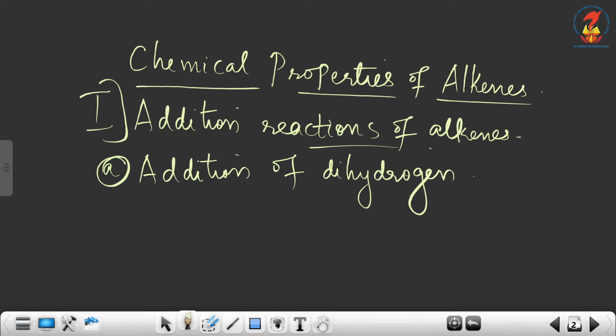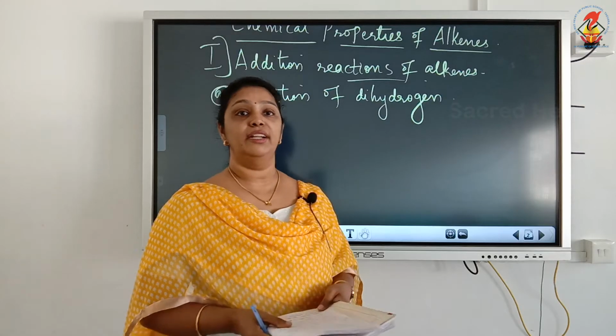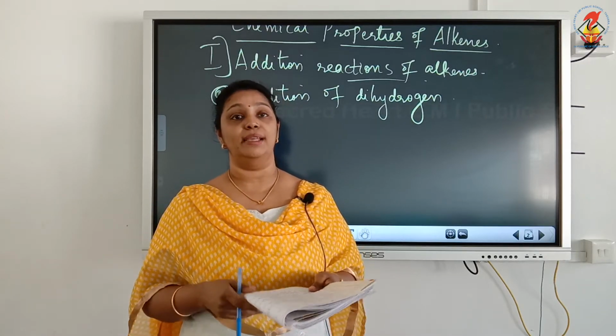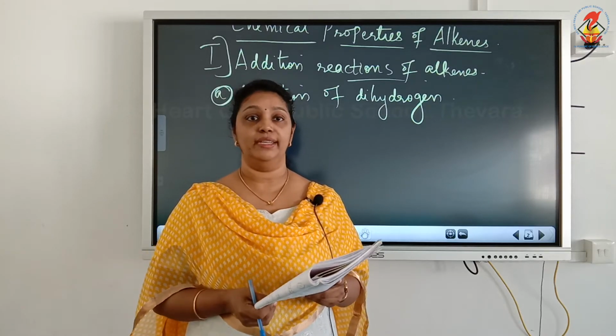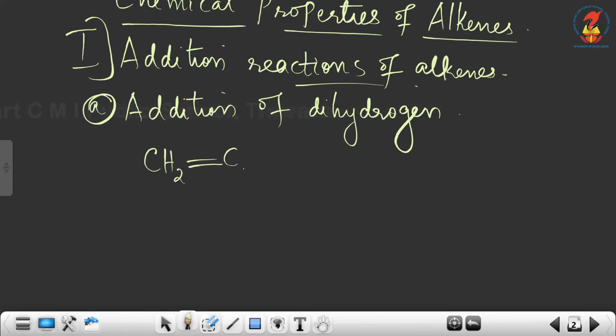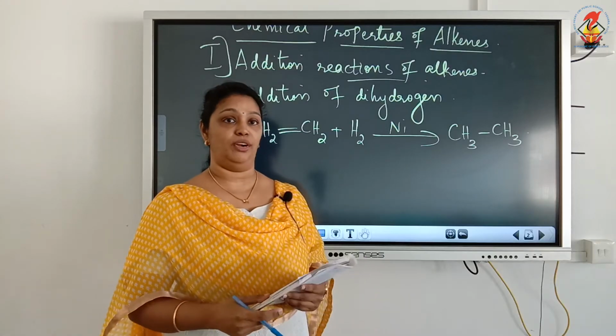This we have already discussed under preparation of alkanes. That is, the dihydrogen will add to alkene in presence of finely divided catalysts like platinum, palladium or nickel, and alkane is obtained as the product. So, let us write one example for this. The example is ethene, CH2 double bond CH2 plus hydrogen in presence of catalyst nickel. The double bond breaks and hydrogen adds to double bonded carbon. So, we get CH3 single bond CH3, that is ethane, as the product.